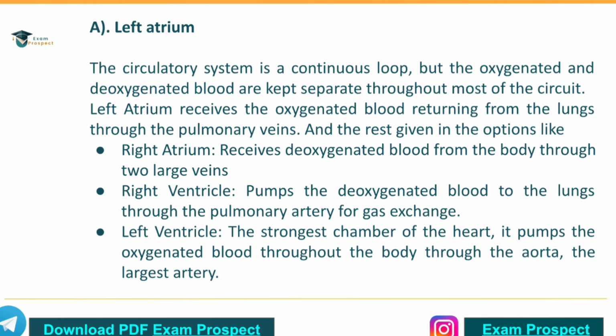The right atrium receives deoxygenated blood from the two large veins, and the second one is the right ventricle, which pumps the deoxygenated blood to the lungs through the pulmonary artery for gas exchange, and the third one is the left ventricle, the strongest chamber of the heart. It pumps the oxygenated blood throughout the body through the aorta, the largest artery.